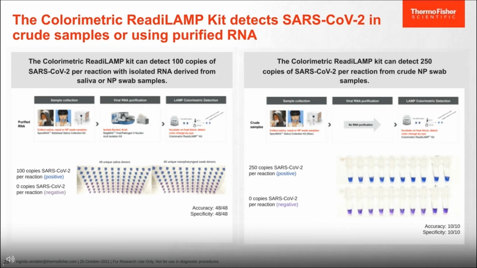For the crude sample types that are shown on the right, the workflow omitting RNA isolation was implemented. In this case, all RT-LAMP reactions containing 250 copies of SARS-CoV-2 turned blue, while reactions lacking SARS-CoV-2 remained the initial purple color. Overall, with both sample types, superior performance in terms of RT-LAMP accuracy and specificity are recorded.